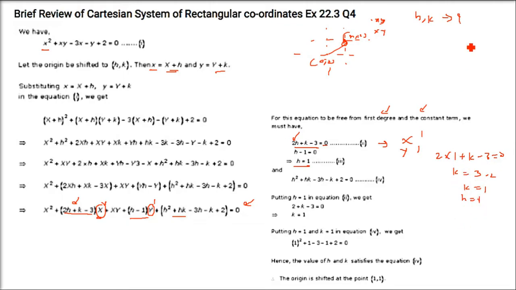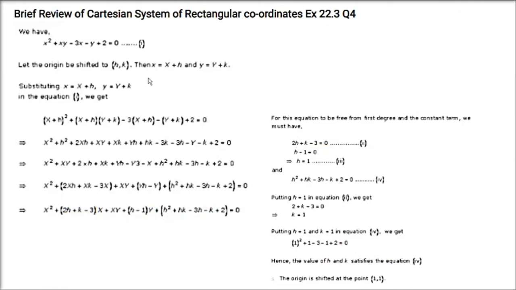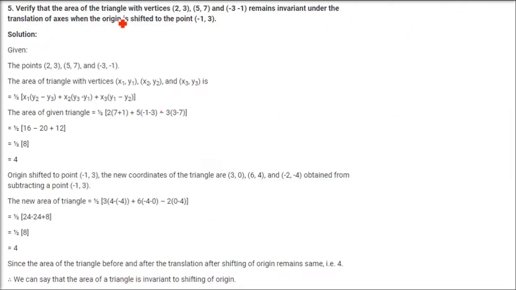We can stop here, but we need to verify also. Let us see whether this k and h actually satisfy the condition or not. We have the third equation, which is h squared plus hk minus 3h minus k plus 2. Now put h and k as 1, 1. So you get this equal to 0. So we have satisfied it also. So (1, 1) is the answer.